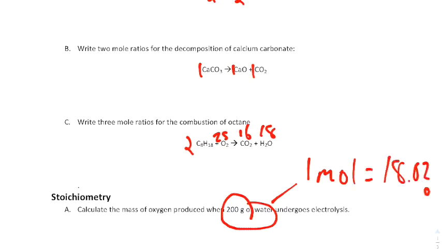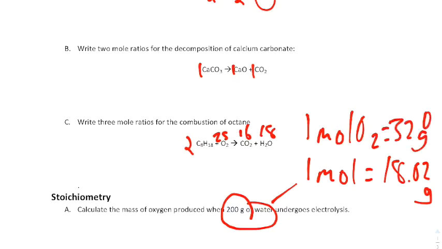18.02 grams of water. And we also want the mass of oxygen. So when you look up here, we have 2 oxygen atoms, and so 16 plus 16 is 32. So now I know that I have 1 mole of oxygen equals 32 grams of oxygen. And this is my water. We'll make that blue.